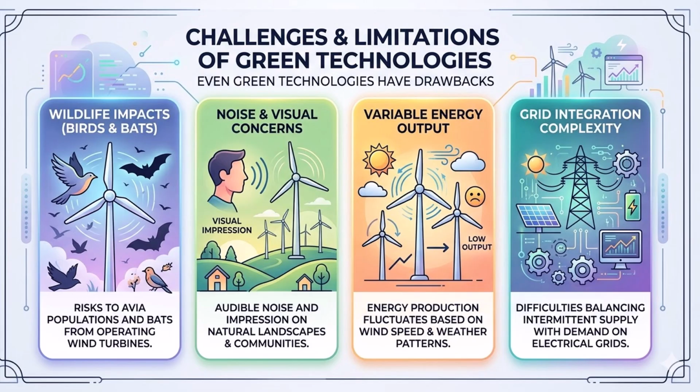Second, noise and visual concerns. Turbines produce a low-frequency hum audible to nearby residents, and some communities strongly object to how they look on natural landscapes. Third, variable energy output. Wind does not blow at a constant speed. When the wind drops, output falls, so wind power must be combined with storage or other flexible sources to maintain grid stability. And fourth, grid integration complexity. Connecting large amounts of intermittent renewable energy to existing grids requires significant investment in smart grid technology, storage, and grid management. These are all solvable challenges, and the industry is making real progress on every one of them.